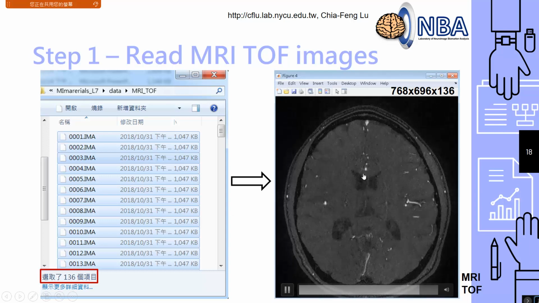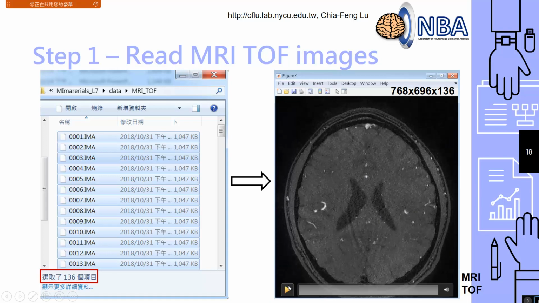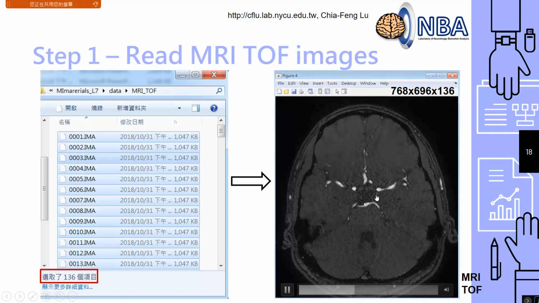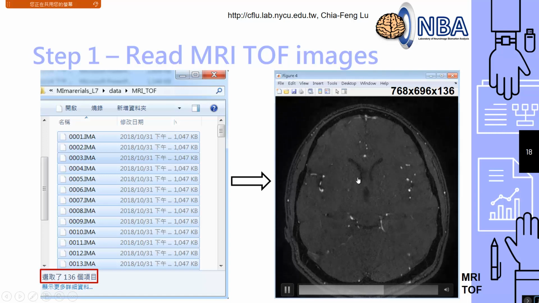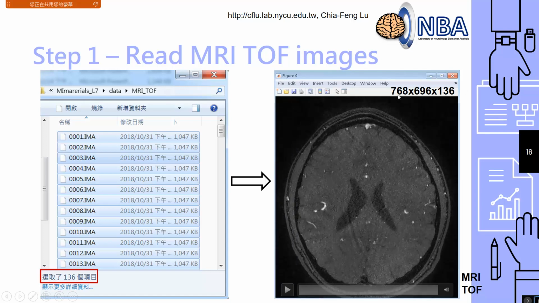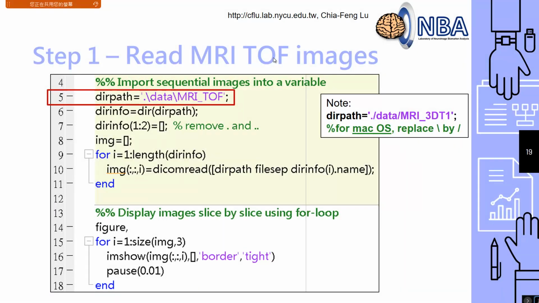Now you can take a look at the white region or bright region right here. These are actually vessels. Let's take a look again. You can see these are the vessels within the brain. Okay. If you successfully import all the images, the 3D size should be 768 by 696 by 136, because now you only have 136 slices. This technique has a special name called TOF, time of flight, but you don't really need to learn this right now. Just remember, this is a kind of technique for MRI that we can image the vessels, okay?